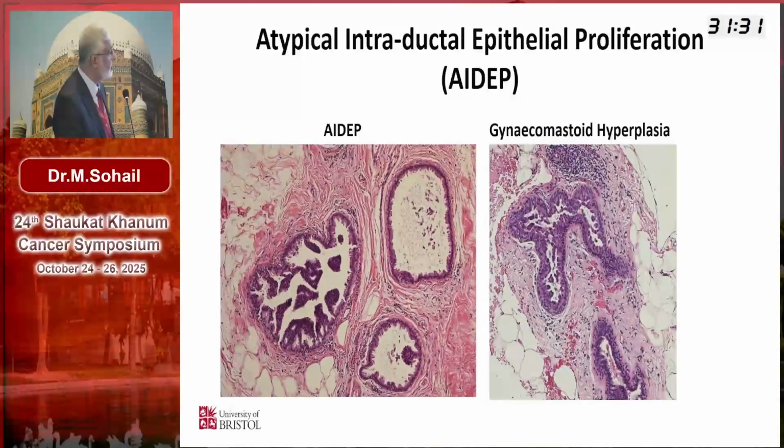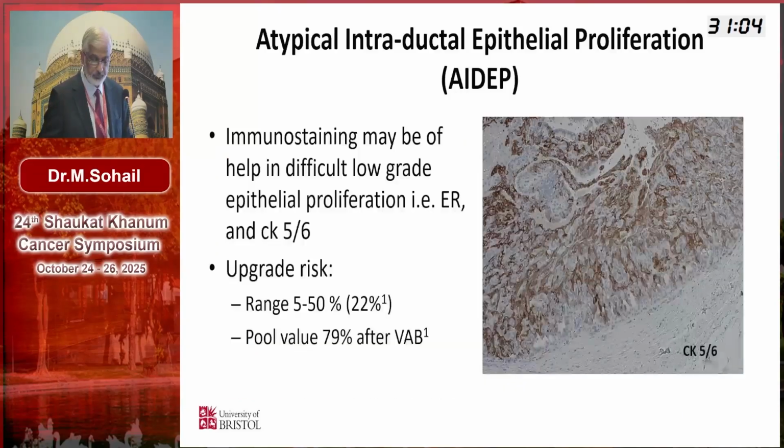In contrast to another condition, which is usual type hyperplasia, which we call gynecomastoid hyperplasia, which commonly we see in gynecomastia. The difference between the two is that their base is wide and apex is pointed. It's like a pyramid. So if you take this into consideration, don't call these things a B3 lesion, because then the patient will have unnecessary further sampling. So make sure that you are calling it AIDP, which is truly atypical.